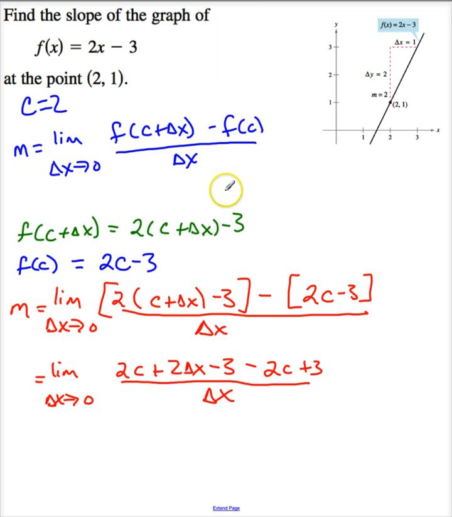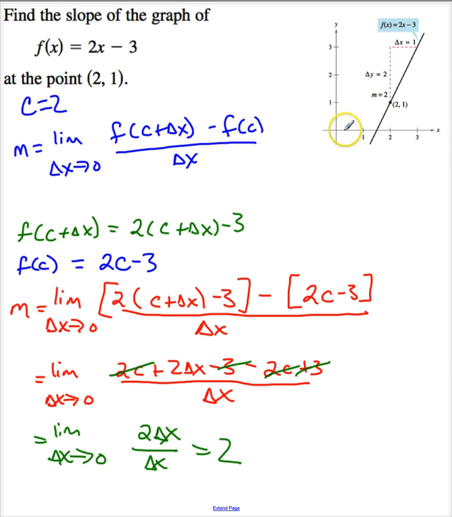So now I'm going to simplify. The 2c's go away, my 3's go away. Oh, nice. So this becomes the limit as delta x approaches 0 of 2 delta x divided by delta x, or 2. So the slope of this line right here at this point, 2, 1, is 2. Now, you could have just looked at the equation and said, duh, yeah.